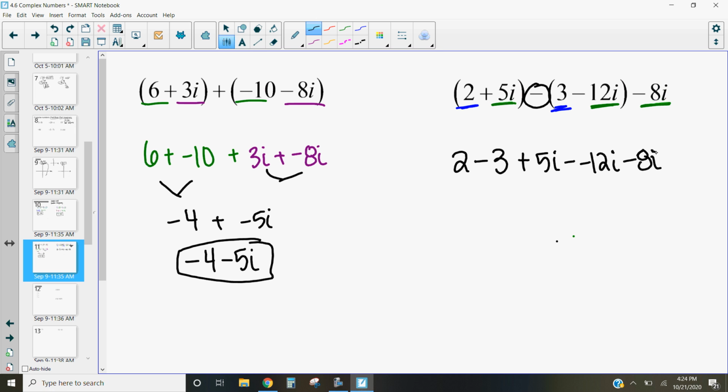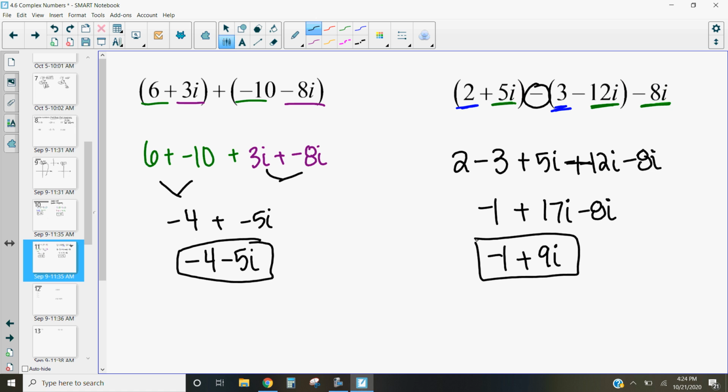Okay, so then let's take a look at this. 2 minus 3 is negative 1, plus 5 minus negative 12 is a plus 12, so that's 17i minus 8i, and that becomes negative 1 plus 9i. And that is how you add and subtract those complex numbers. So again, we want to combine the real parts and then combine the imaginary parts. And that's how we would add those together.